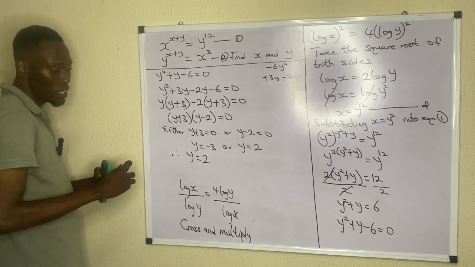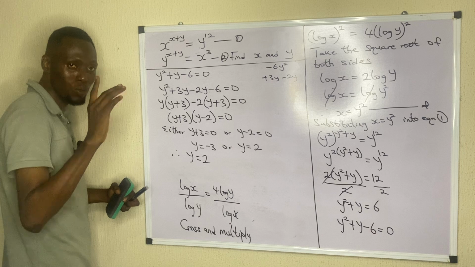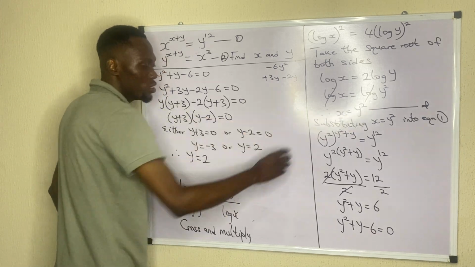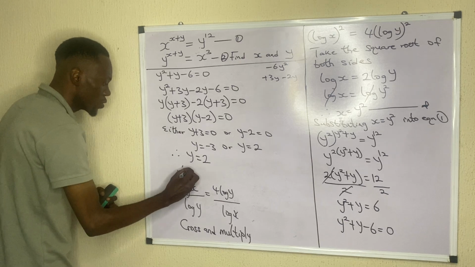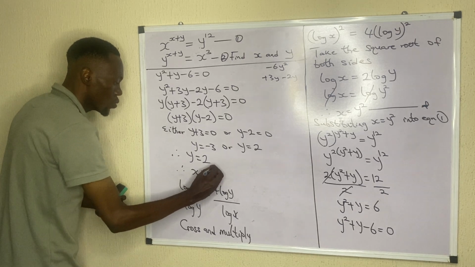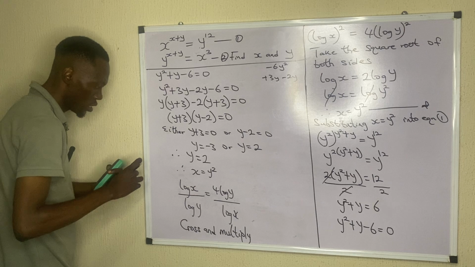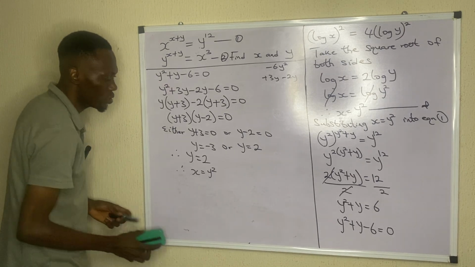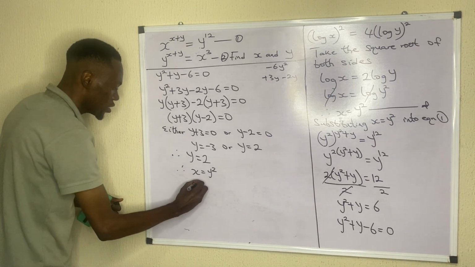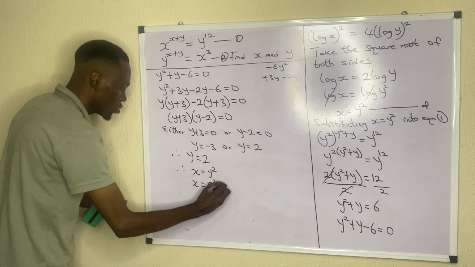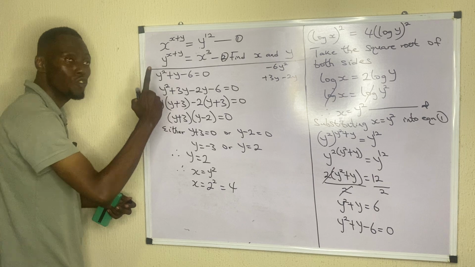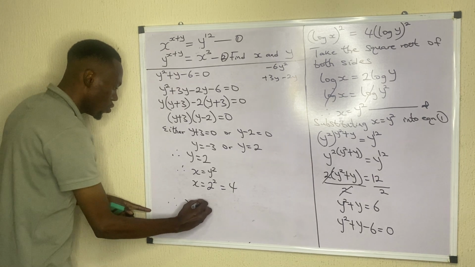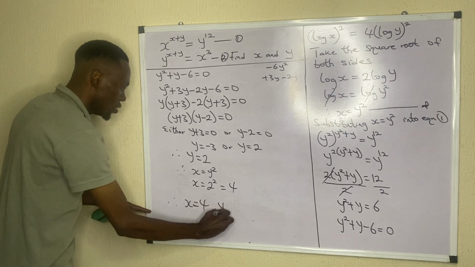If y is equal to 2, let's go back to the equation that I say is the most important equation in solving this question, which is x equals y squared. So therefore also, x will be equal to y squared. Let me clean this part of the board. If x is equal to y squared, it means that x is equal to 2 raised to power 2, which is equal to 4. So for this particular question, therefore, x is equal to 4 and y is equal to 2.